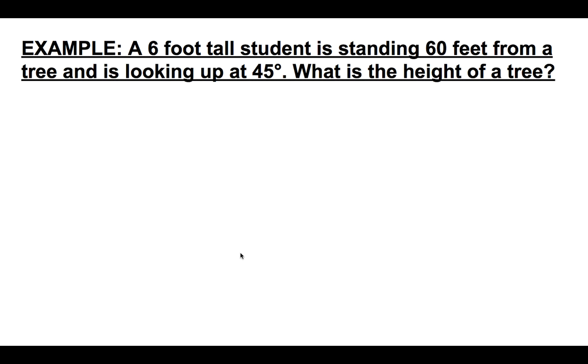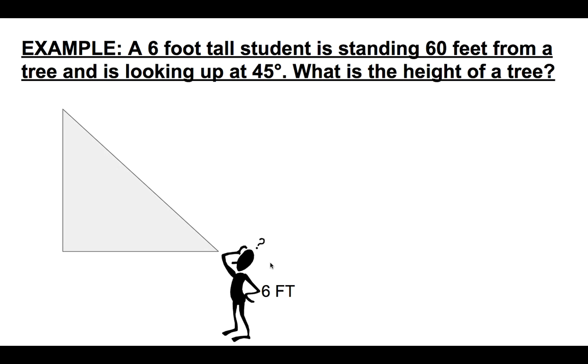So our final example is a 6 foot tall student is standing 60 feet from a tree and is looking up at 45 degrees. What is the height of the tree? Well, this person standing here is 6 feet tall. They're looking up at the top of the tree and it's a 45-degree angle. That means my other angle has to be 45 degrees, because if we're talking about the ground and the tree, that's a horizontal and vertical line which produces a perpendicular angle, which is 90 degrees.